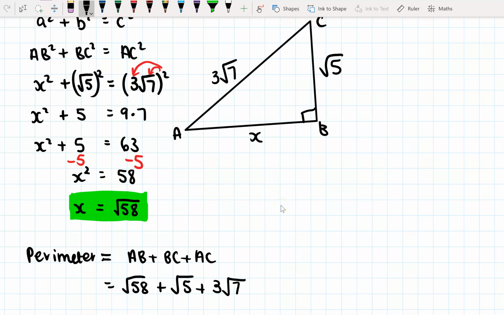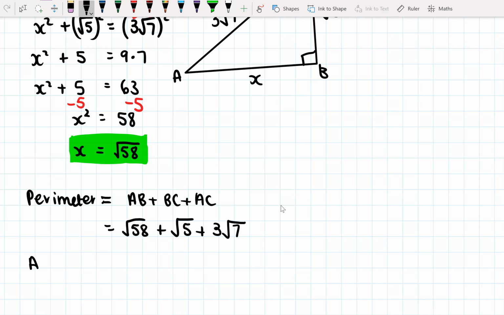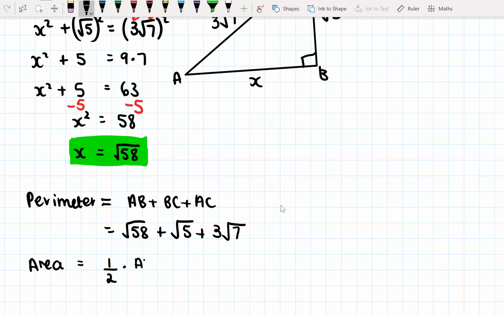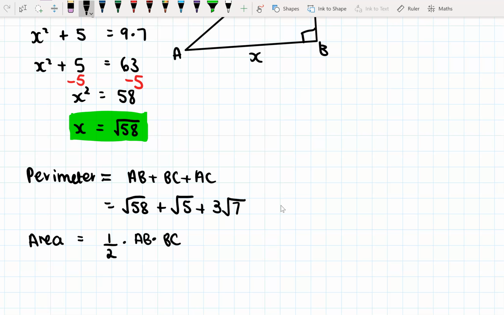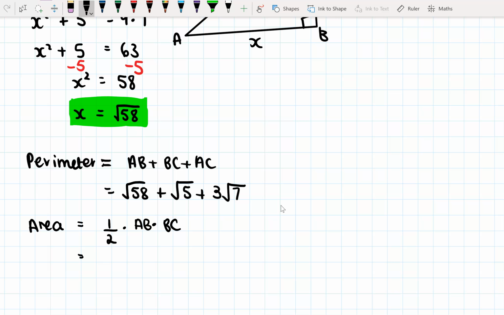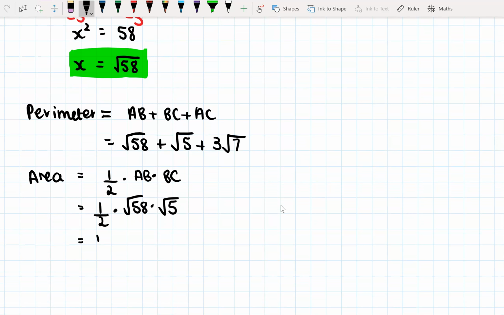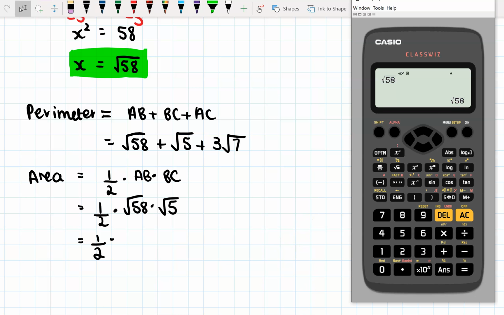The only other calculation that we can do here is we could also find the area of the triangle. We know that the area of a triangle is half times the base, and our base here is AB, times the height, and in this case our height is BC. Remember, the height and the base are perpendicular to each other, so there's a 90-degree angle between them. So we have a half times AB, which is root 58, times BC, which is root 5. In order to work this one out, and again we want it exact, we're going to do half times 58 times root 5.